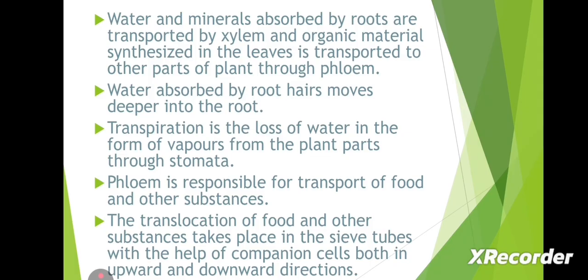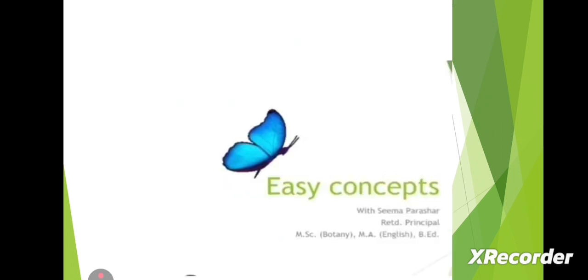Water absorbed by root hairs moves deeper into the root. Transpiration is the loss of water in the form of vapors from the plant parts through stomata. Phloem is responsible for transport of food and other substances. The translocation of food and other substances takes place in the sieve tubes with the help of companion cells, both in upward and downward direction. So this is all about the portion translocation or transportation in plants.